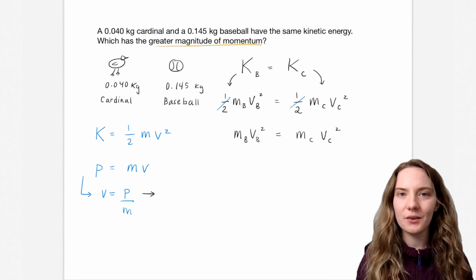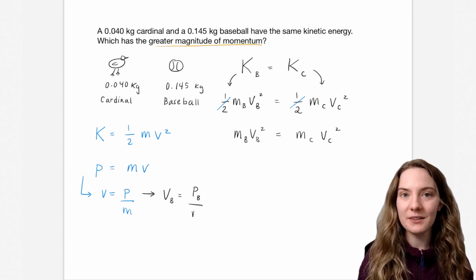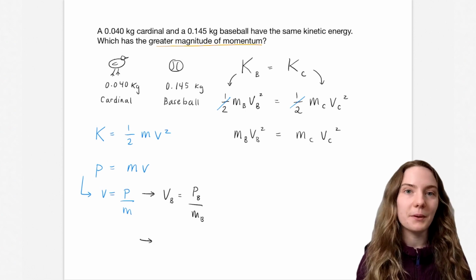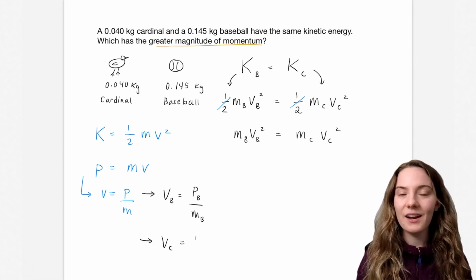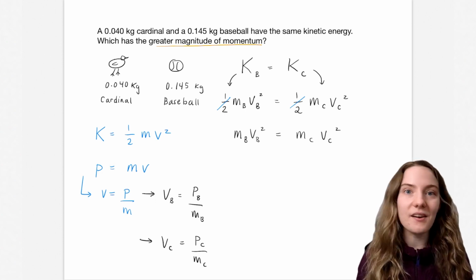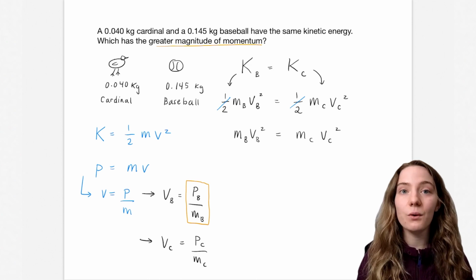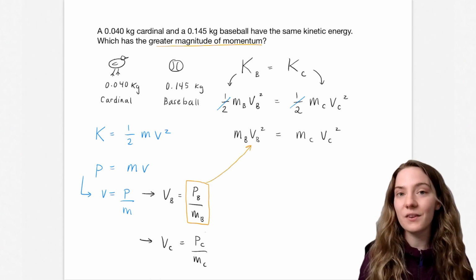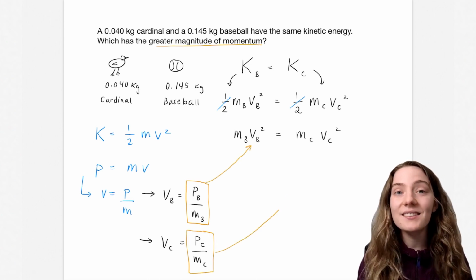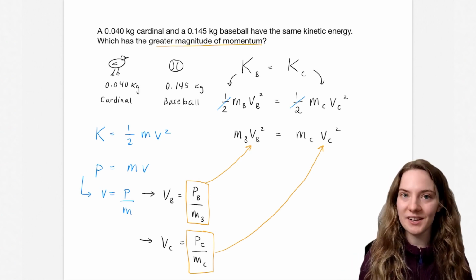Now, using this equation, we could say that the velocity of the baseball is equal to p over m. And we could say that the velocity of the cardinal is equal to p over m. And we could take these values for the velocity of the baseball and the velocity of the cardinal and substitute it into our kinetic energy equation.